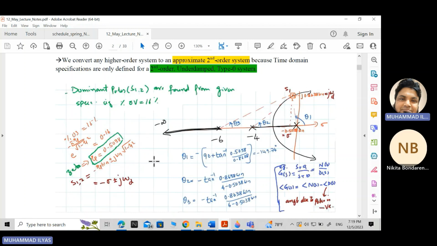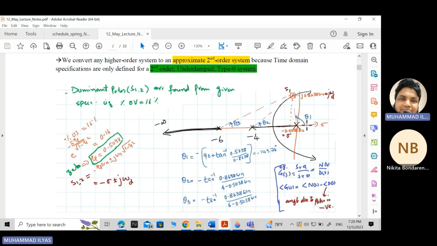So once zeta is given, we can use this formula for the dominant poles. There are two poles we can choose. This is the zeta line, so we draw the zeta line. The point where it cuts the root locus, we choose as a dominant pole S1 here, and S2 will be the complex conjugate over here. The formula is minus zeta omega n plus minus j omega n square root of 1 minus zeta square. So this is the formula for the dominant poles.